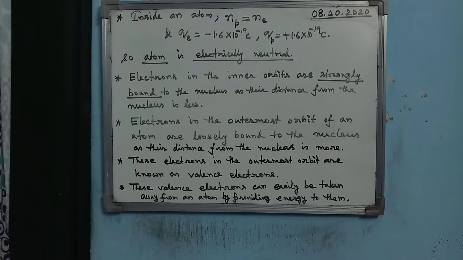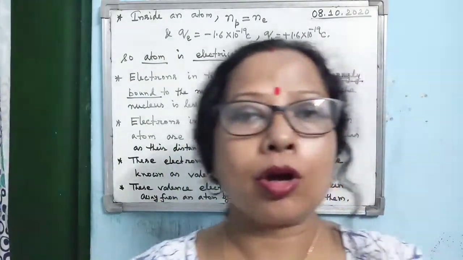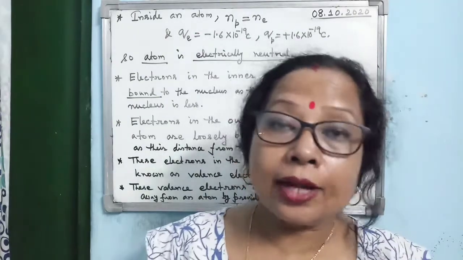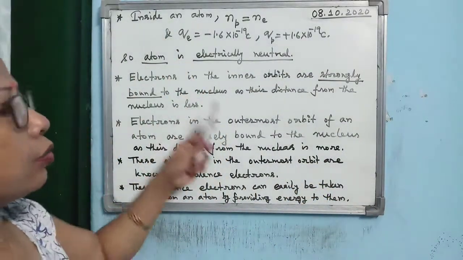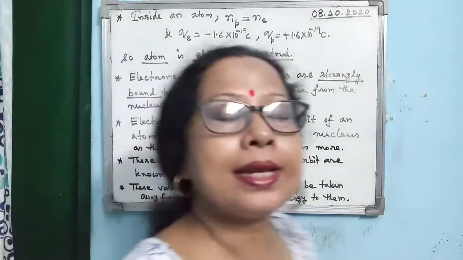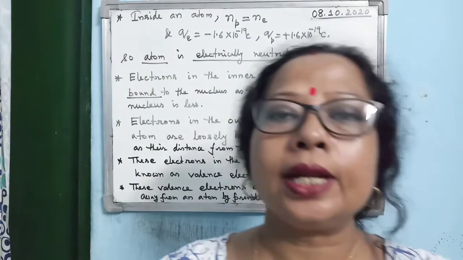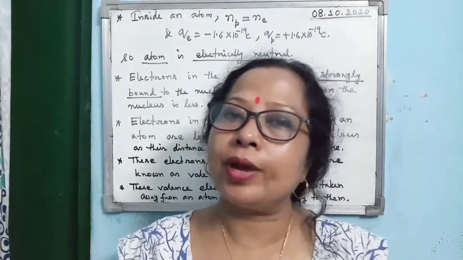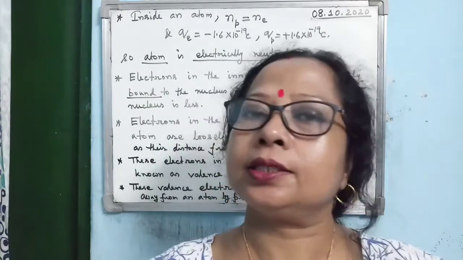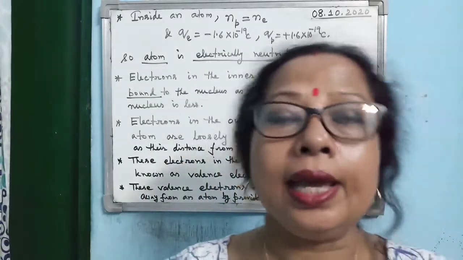Now inside an atom, the number of protons inside the nucleus and the number of electrons in the outer orbits are equal. And not only that, the charge of an electron and the charge of a proton are equal. So you see what is happening inside the atom: the total amount of positive charge and the total amount of negative charge are equal. And as you know, positive and negative charges cancel each other's effect. That's why the atom as a whole is electrically neutral.